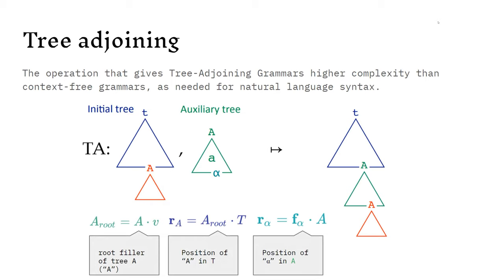This next one, RA, is the position of the tree headed by the symbol that's at the root of the auxiliary tree, in this case A, in the original tree. So this finds the position of the red tree A. And this next one uses the filler vector for alpha and unbinds it on the left to get the position of alpha in the auxiliary tree, AKA the site into which the red A will be inserted.